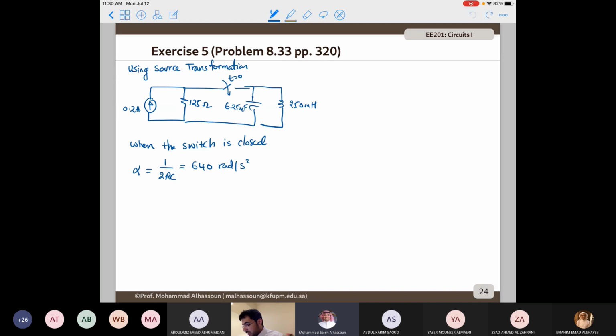So omega naught squared in this case is 64 times 10 to the power 4. Alpha squared is 4096 times 10 to the power 4.